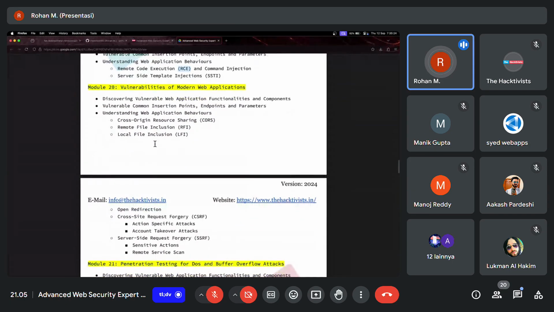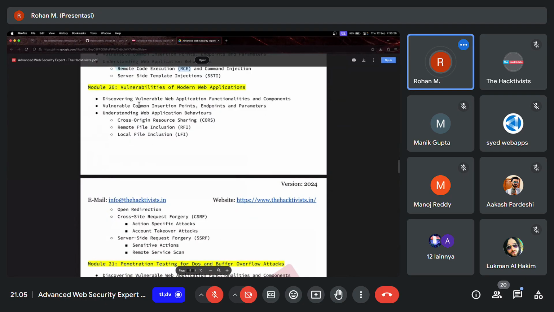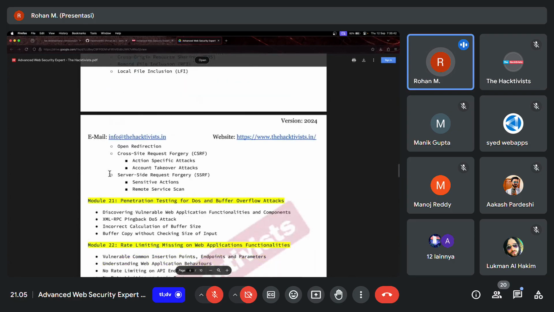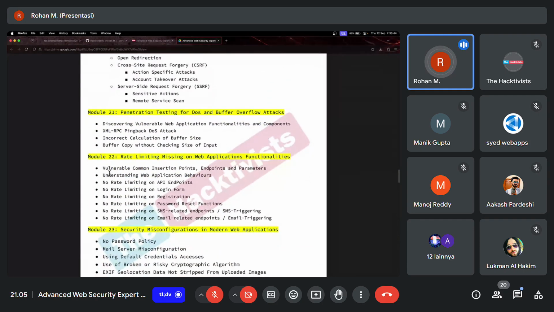Then vulnerabilities of modern web applications. These are some of the vulnerabilities that are commonly found on web applications, medium to high level on a scale of 1 to 10, 10 being the most severe a security issue can be. These will be lying somewhere between 7 to 9. So here CSRF, SSRF, LFI, RFI, CORS, we will be discussing them as well.